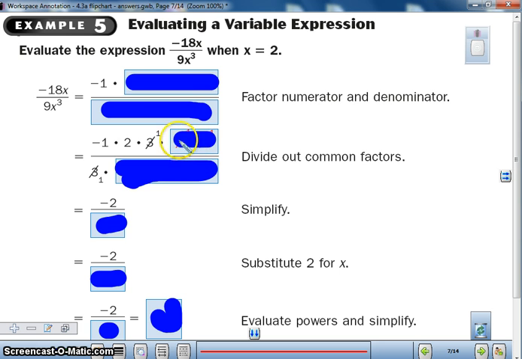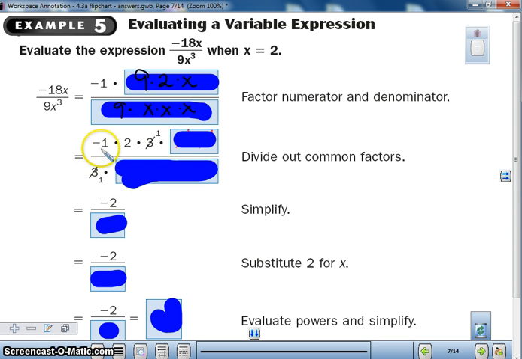The other thing you're going to be asked to do is sometimes simplify first and then evaluate. So again, we would look at this expression of negative 18x over 9x to the third. We can factor out of 18 a negative 1. The other factor I would look at is a 9 times 2. The reason is that in our denominator I have 9. And then I would write my x factors of the 3 x's, and in my numerator I have the 1x.